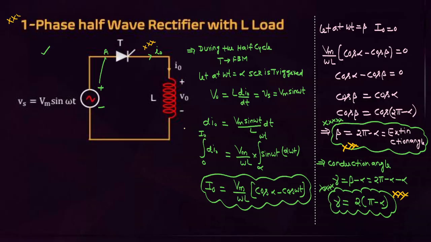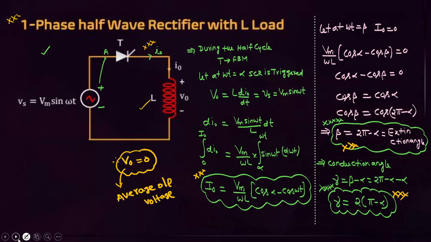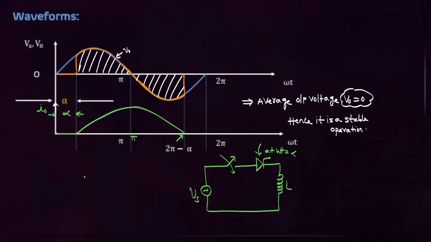But the average voltage across the load is 0. Wherever a pure inductor is there, what is the average voltage, friends? The average output voltage V0 equals 0. For a pure inductor, the average output voltage equals 0. Only important observations are here. If you want, remember the I0 formula. This is the I0 formula. But what is the extinction angle? 2 pi minus alpha. What is the conduction angle? 2 times (pi minus alpha) for a half wave controlled rectifier with purely inductive load.